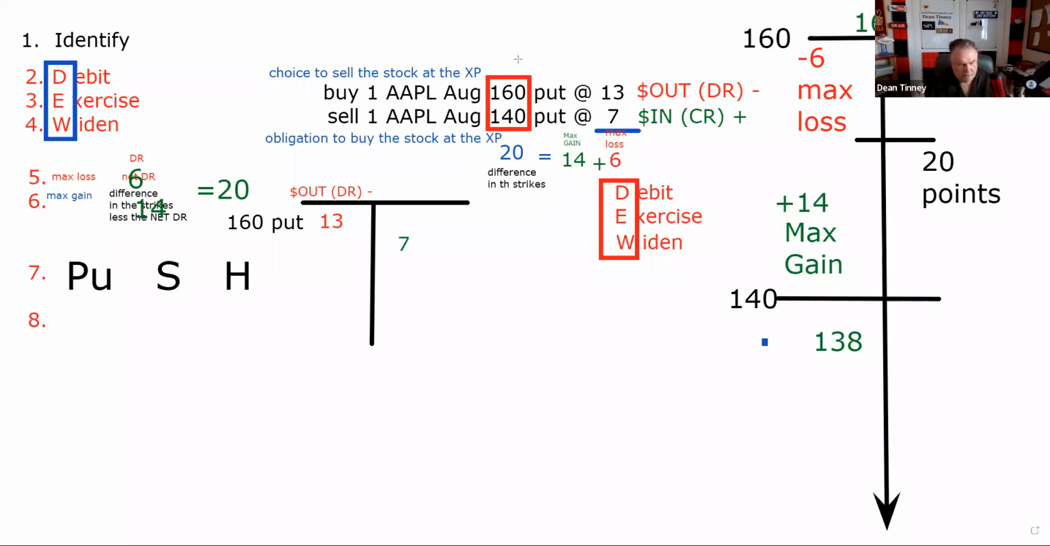So there's 2 kind of test taking tricks. We know that if we're looking at a spread, the gain and loss has to equal the difference in the strikes. So if I ask you max gain, max loss on a spread, you can look at the answer set and toss out anything that doesn't add up to 20. Whatever the two numbers are, they've got to add up to 20.